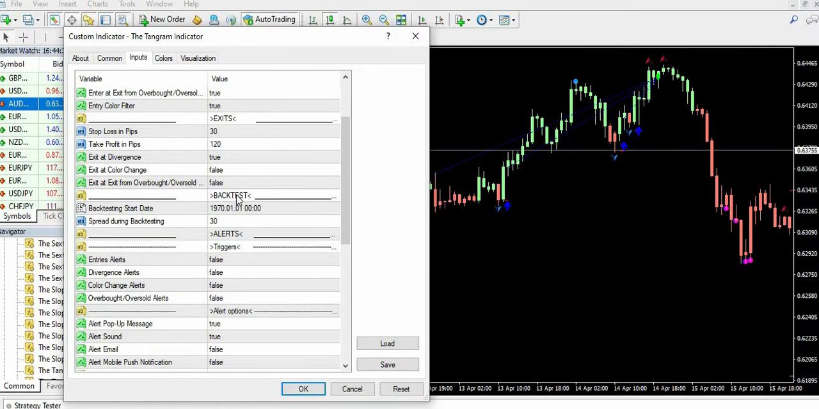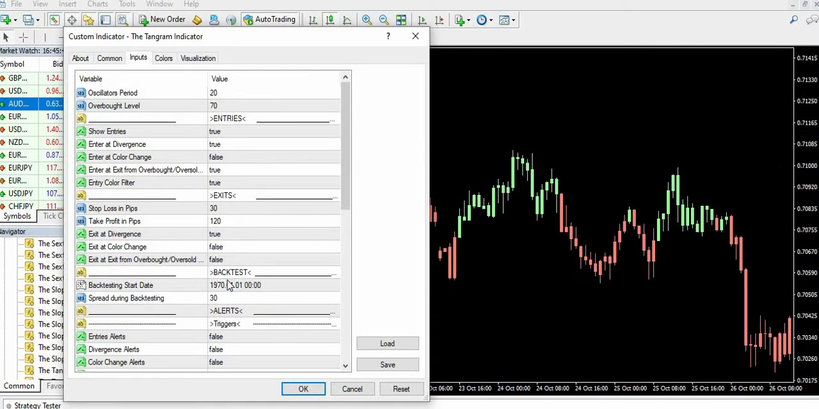Okay, the backtest category. So this has to do with the results we see on the dashboard. The spread we already saw. It's the spread that is taken into account when calculating the profit. If you set it to 0, you would be calculating according to the current spread.